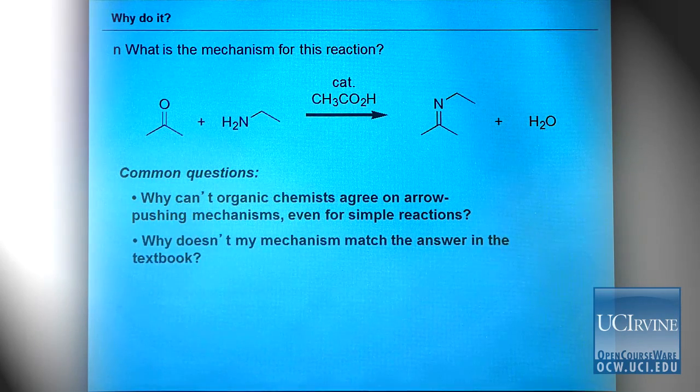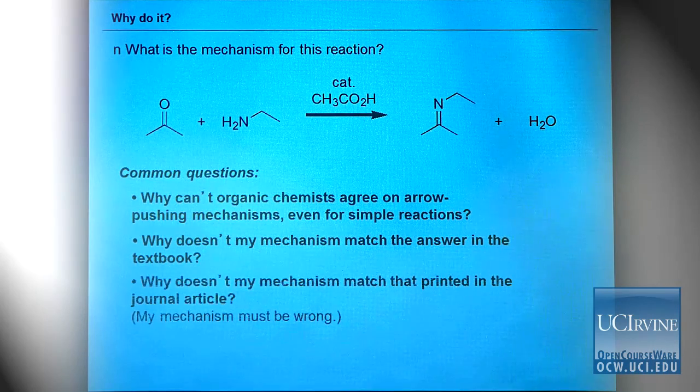Worse yet, you might be trying to answer some question on a problem set that you'll be graded on, or on an exam. And you'll wonder, when you try to draw out an answer, why doesn't my mechanism match the answer in the textbook? Is the textbook wrong? Is the answer you just wrote wrong?